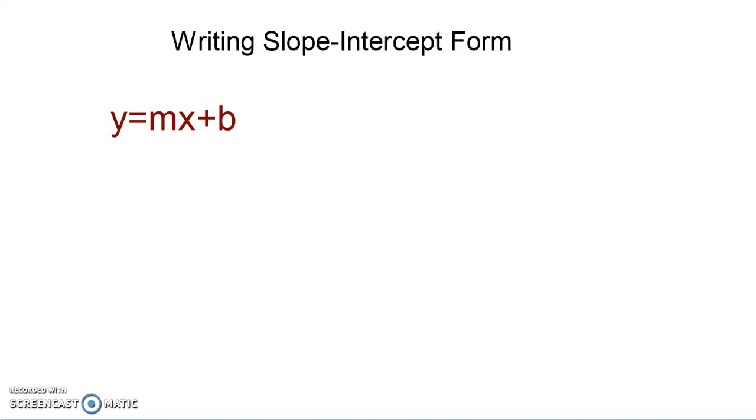Alrighty, this is writing an equation in slope-intercept form. The slope-intercept form looks like y equals mx plus b, where m is the slope, and in past videos we've learned how to find the slope, and b is the y-intercept. Again, that would be where the graphed line crosses the y line, so it intercepts the y line, or when x equals 0.